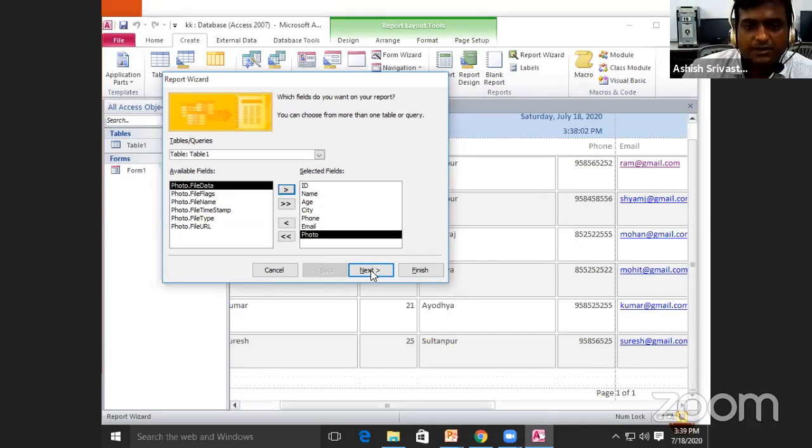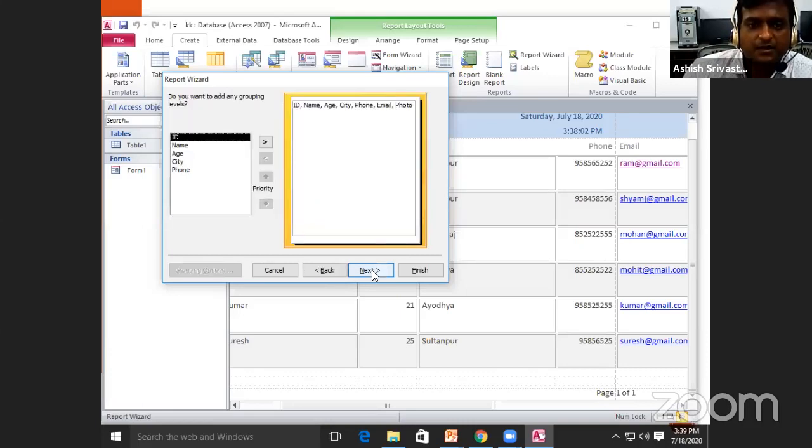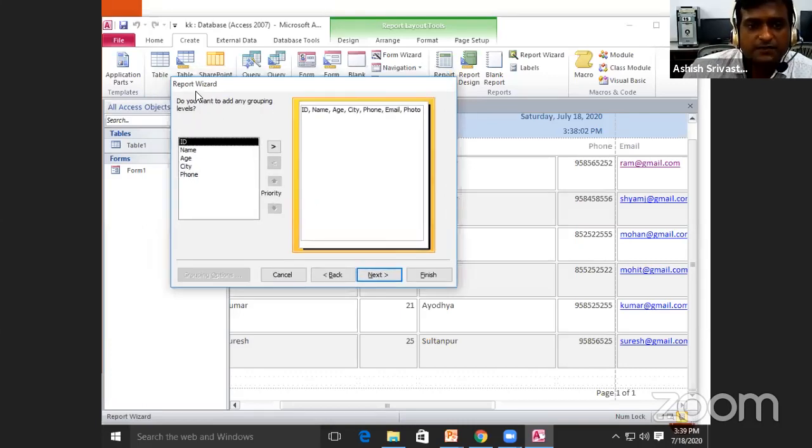So these are different columns which we have to place in the report, and after that we have to click here on the next button. So after clicking on the next button, report wizard is displaying the report, and in this report there are different attributes only. So if this is correct, we can proceed, and we have to click the next button.